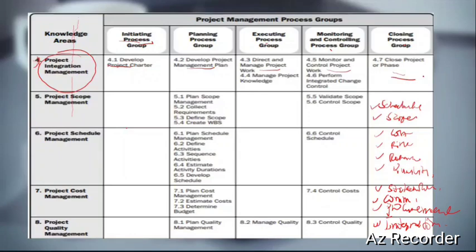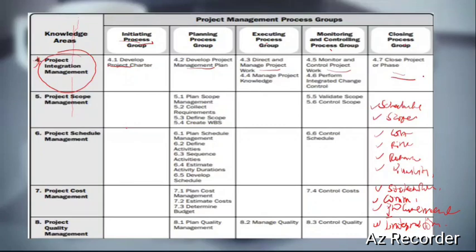But we had to memorize it, know the tools and techniques, what goes in, what comes out, input, output. But now they moved away from that. It's not a process-based approach, it's principle-based approach now. So I will explain it. Understanding will be good for you. So I want you to understand it.